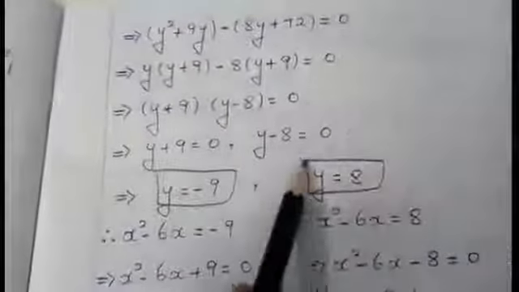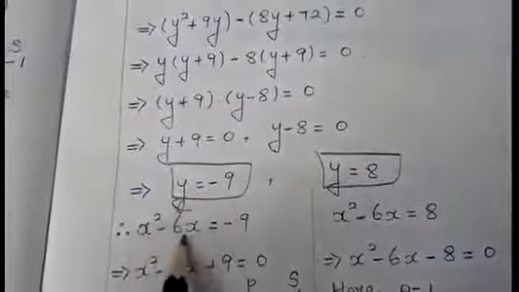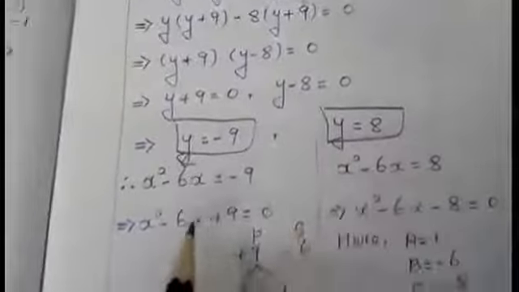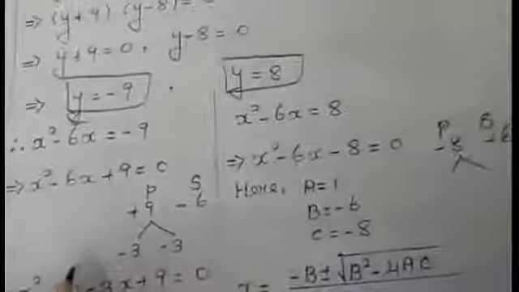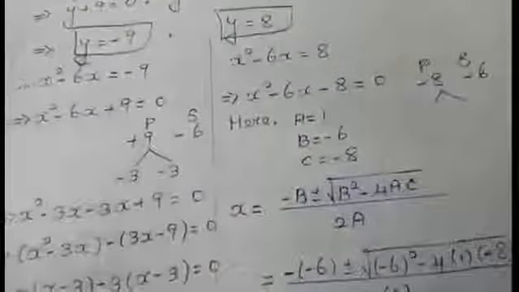But what is the value for y I am having here? y is nothing but x square minus 6x, equal to minus 9, and x square minus 6x equal to 8. Form a quadratic equation. In this place I am using the product sum method, and in this place I am using the quadratic formula. You can do the calculation in your own way.